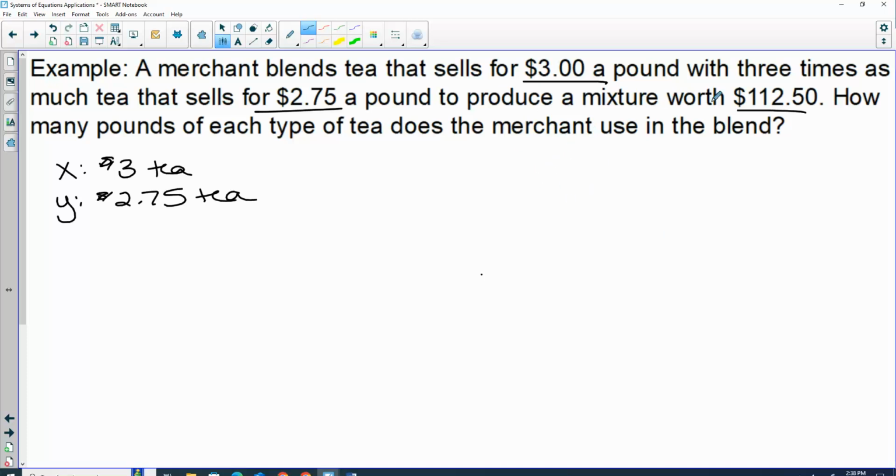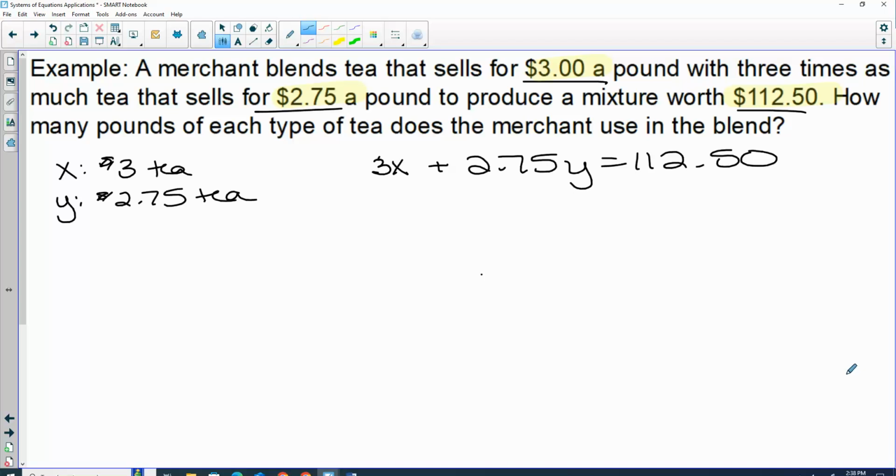Now, I need my equations. One thing I'm given is all of these dollar amounts. So how would I write that equation? So if I'm going to get the cost, I have to take the cost times the number of pounds. So 3x plus 2.75y equals $112.50. So you take the number of pounds times the cost per pound.